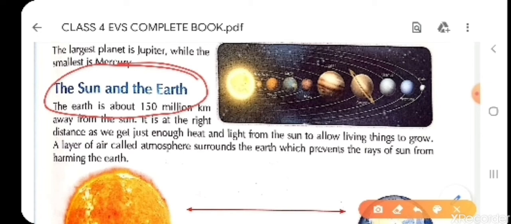Sun and earth. Children, as we know, the sun is the only source of heat and light for the earth. It is the source which provides heat and light to the earth. Children, as we know, we cannot live without heat and light on the earth. It also allows living things to grow and survive.